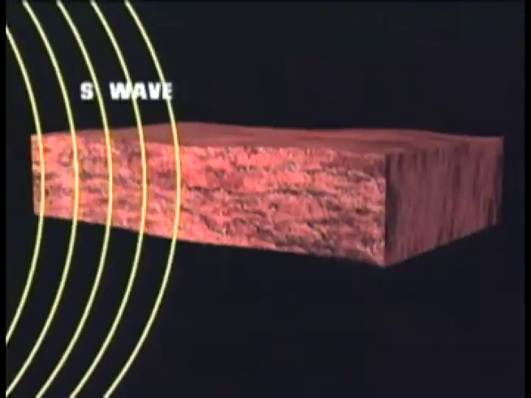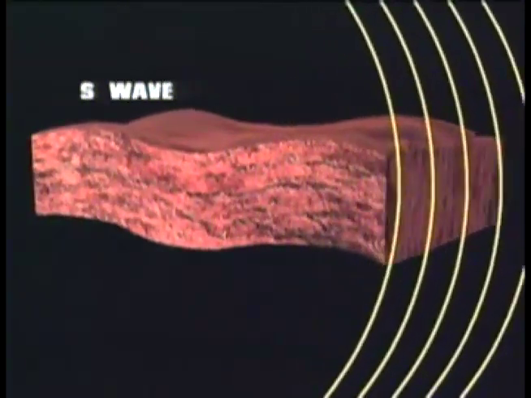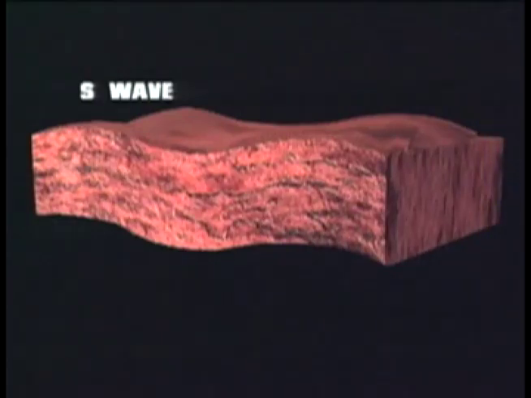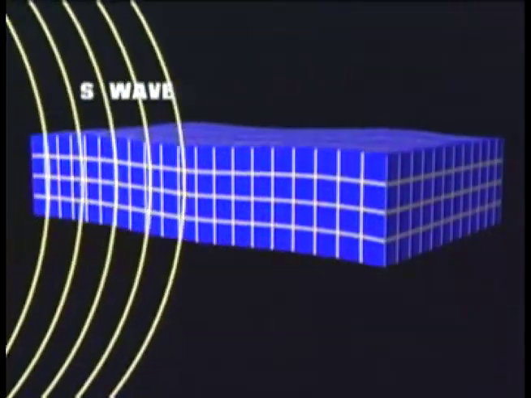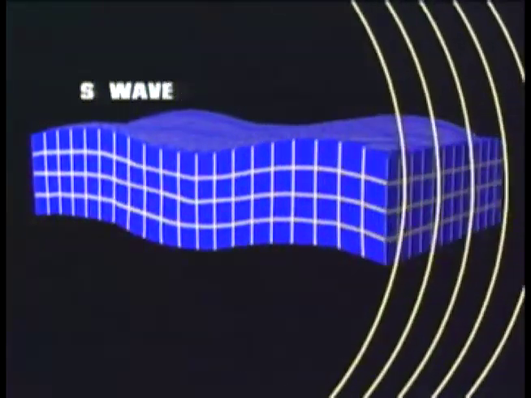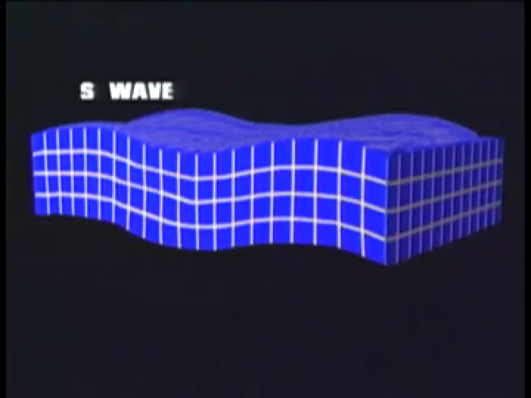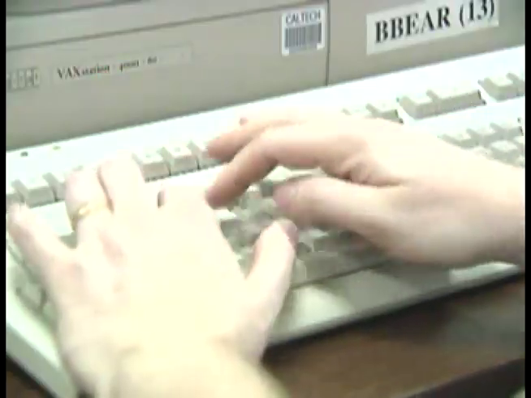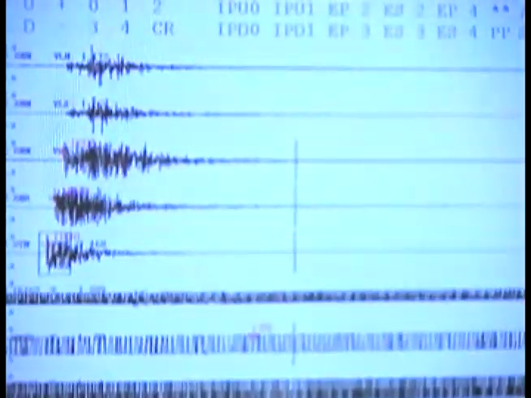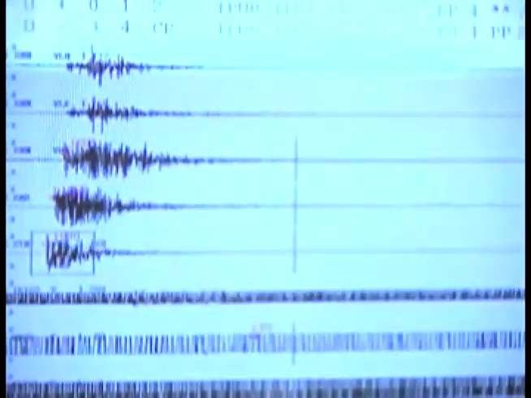The next waves that reach the surface are called S waves. S waves produce an up and down rolling motion in the Earth's surface. There are other types of waves as well, and a single large earthquake can produce all of them.